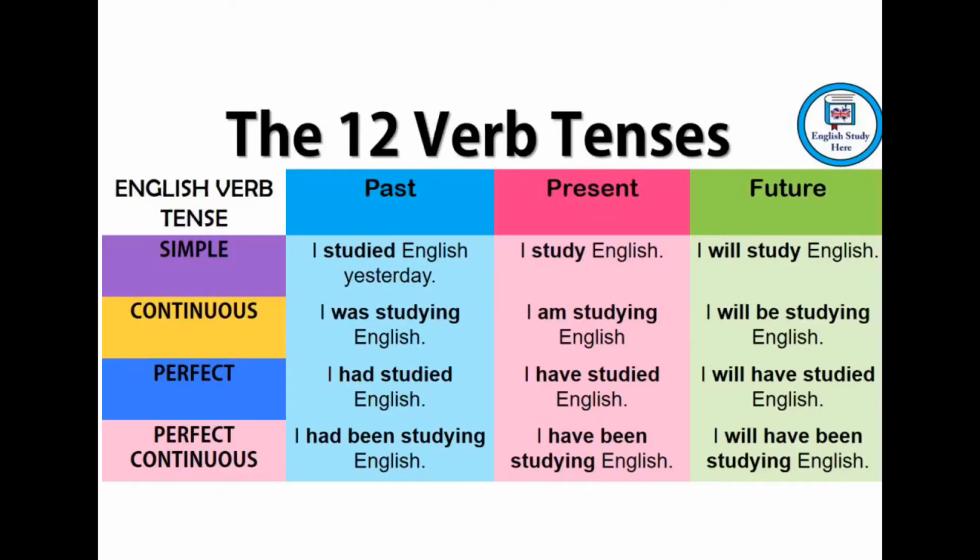And there's more than just three. We can apply these simple, continuous, perfect, and perfect continuous to the past, present, and future. So there's some consistent helping verbs that might change on plurality, and then the different verb forms from the previous slide are dropped into each of these slots.